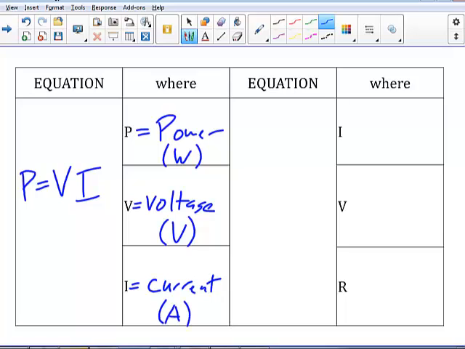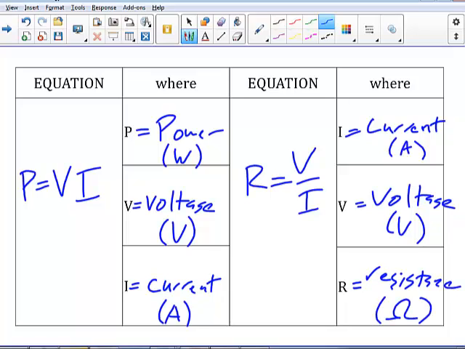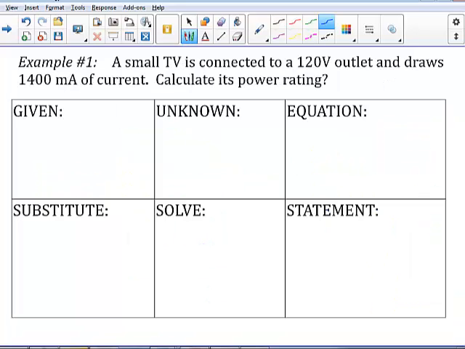Now, a reminder, one of the ways that we get to power is looking at the resistance of an object. And resistance is equal to voltage over current. If you need more details about this, see the previous YouTube video. But I is current in amps, V is voltage in volts, and R is resistance in ohms. So just like we did with our resistance problems, we're going to follow the guess method in every single one of our examples.